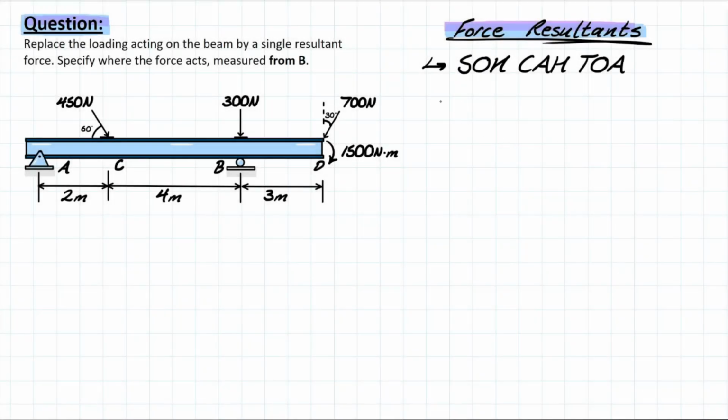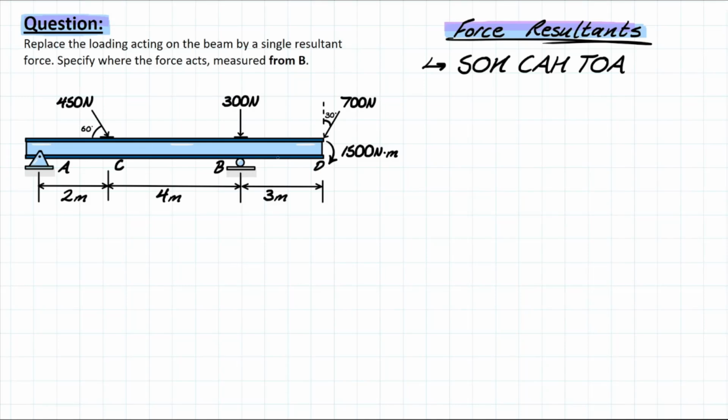This one is super easy. We're talking about force resultants here, and we're following some super easy rules. And this problem is pretty straightforward. It's just asking us to figure out what the single resultant force would be for a beam assembly like so.